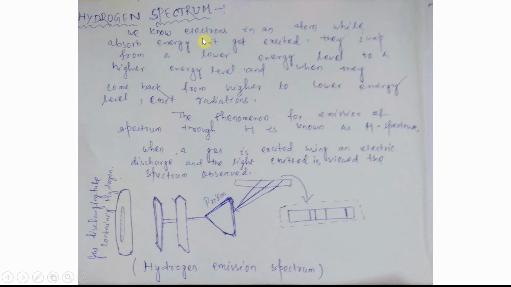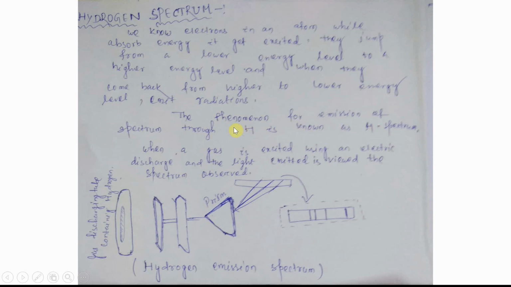Like that, in the case of the hydrogen spectrum, we know that electrons are in fixed orbits. Suppose the electron is in the first orbit and wants to go to the second orbit, it has to absorb some energy. And when the electron moves from a higher orbit to a lower orbit, it will radiate some energy. And that radiation, that means the emission spectrum of hydrogen, is known as the hydrogen spectrum.